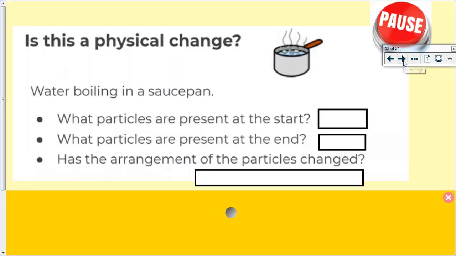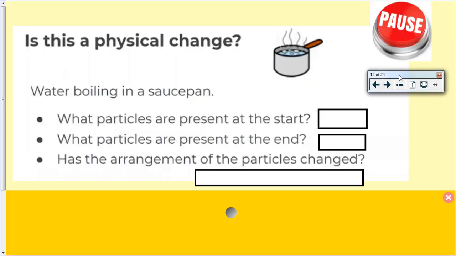So thinking of that, you don't have to put these in your books, you can if you want to. I just want you to pause and think about these for a minute or so. And I want you to decide whether these things are a physical change or not. I want you to think, what particles are present at the start? Are they liquid particles? Are they solid particles? Are they gas particles? What are present at the end when the change has happened? And has the arrangement of the particles changed? Is it going to be a physical change or not?